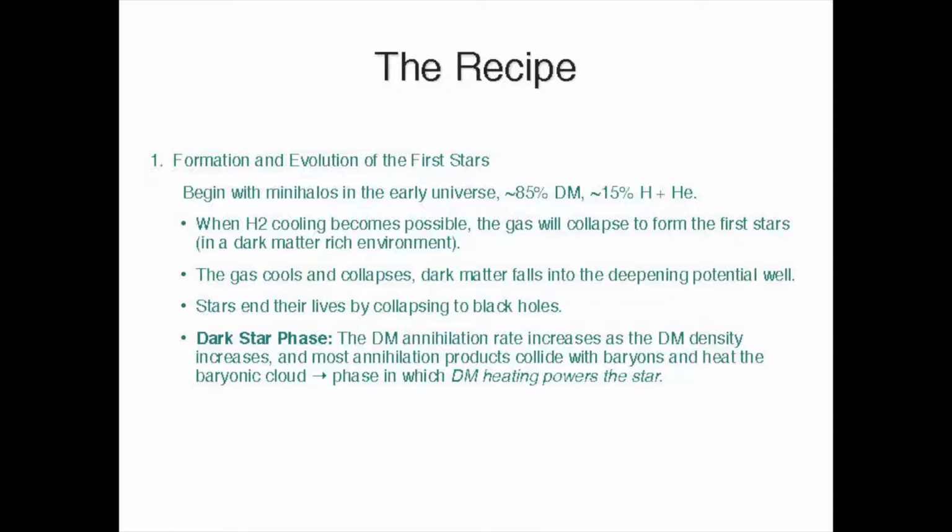Okay, so the idea here is that we begin with mini-halos in the early universe, and these dark matter mini-halos have about 85% dark matter and 15% of those BBN abundances of stuff, so mostly hydrogen and helium. When molecular hydrogen cooling becomes possible, the gas can then collapse, and so this gas is collapsing in a very dark matter-rich environment. And eventually, as the gas cools and collapses, that creates a very deep potential well in the center, and so the dark matter is dragged into the potential well as well.